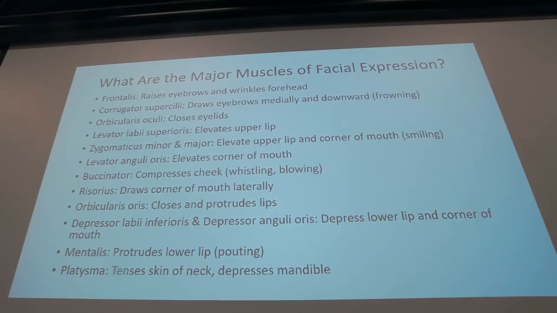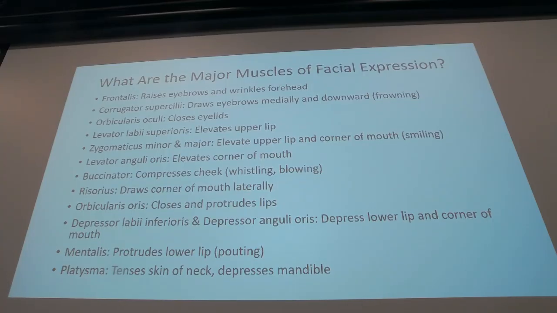Depressor labii inferioris and depressor anguli oris. It draws the lower lip down and the corner of our mouth down too. So it makes us look sad, like pouting. Just as the mentalis. Mentalis protrudes the lower lip.